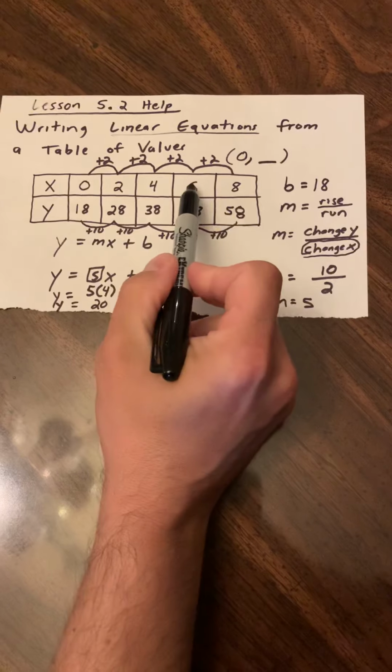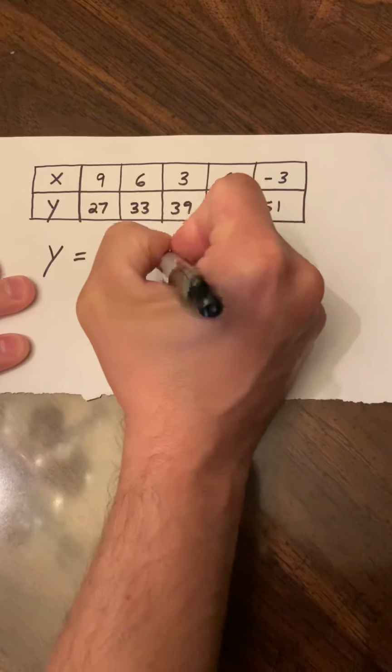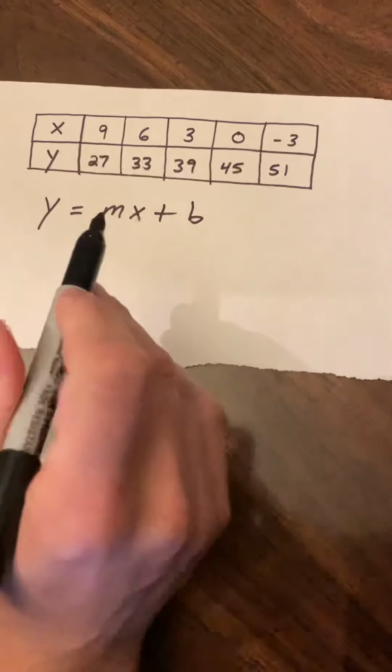And when you plug in 6, it should come out to be 48, okay? Here's another one to look at here, all right? So I'm going to go through this a little quicker this time. As soon as you're asked to write a linear equation, start with that, always, all right? Look for your pattern here.